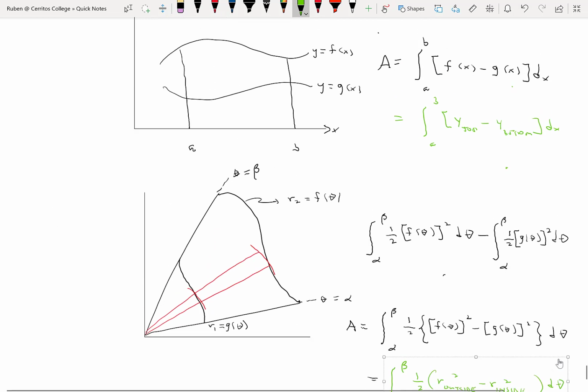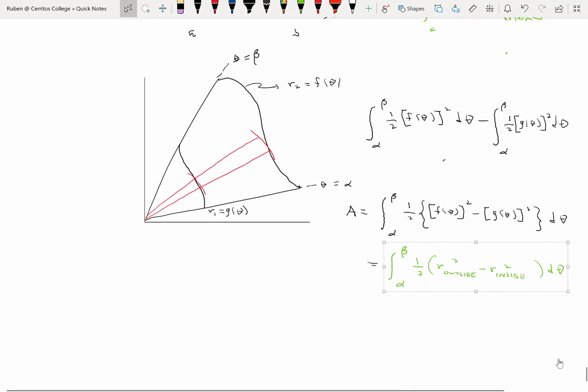In Calc 1, the area between two curves is the integral of y top minus y bottom dx, sort of like y outer minus y inner, outer being farthest from the x-axis, inner being closest to the x-axis. And here, the integral of 1/2 r outside squared minus r inside squared d theta. So the formula is very simple, and it corresponds almost identically to the formula in Calc 1 for the area captured between two curves.